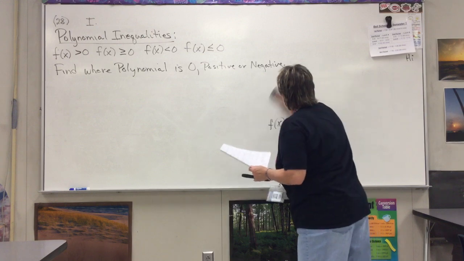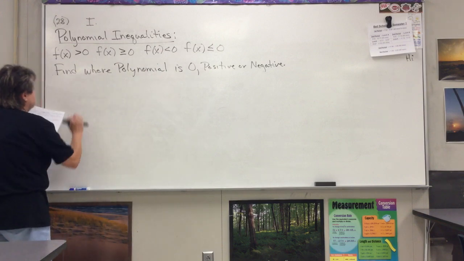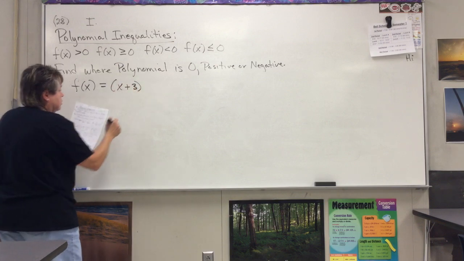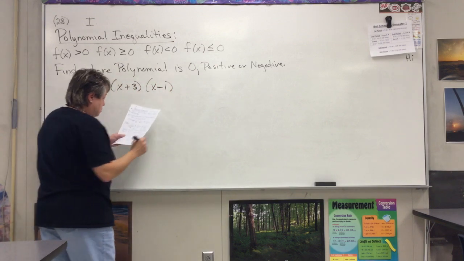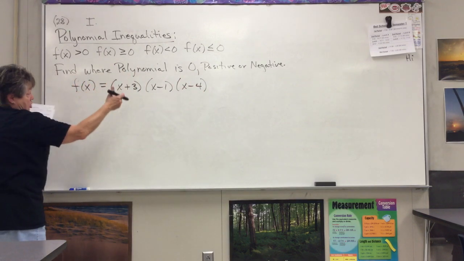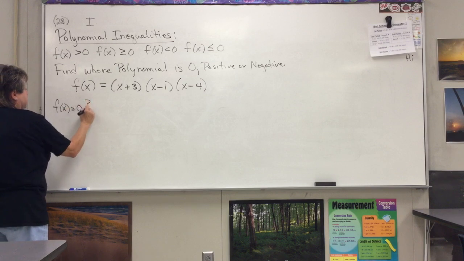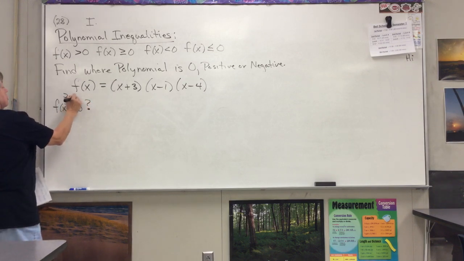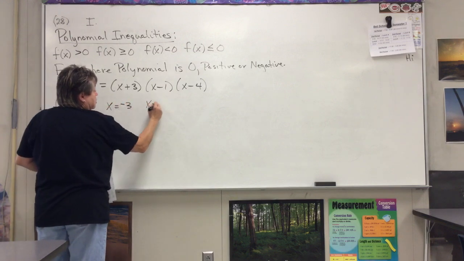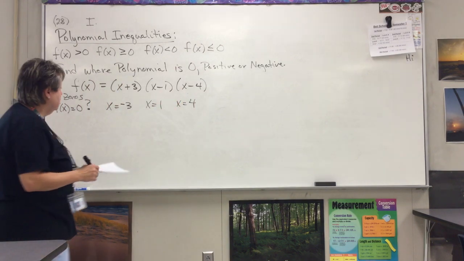So maybe same sort of question. Let's start with a new f of x. Maybe something like f of x equals x plus 3 times a quantity x minus 1 times a quantity x minus 4. Okay? And same question. Where's the polynomial 0, positive, or negative? Okay, so let's start first. Where is f of x 0? Okay, so zeros. Well, we have 3 of them. Looks like here, negative 3, positive 1, positive 4. Okay, so we have 3 zeros on our list.